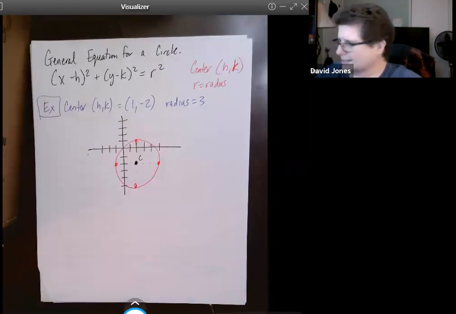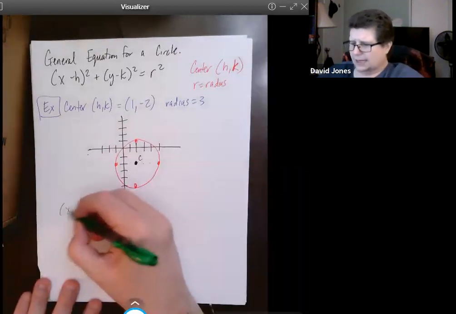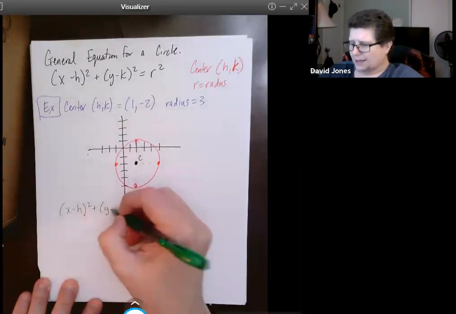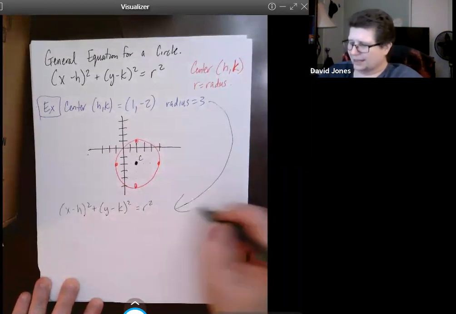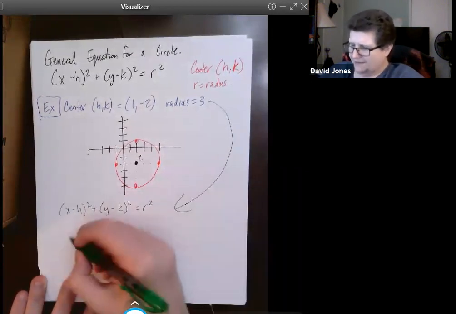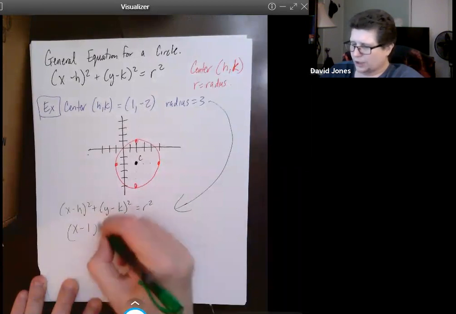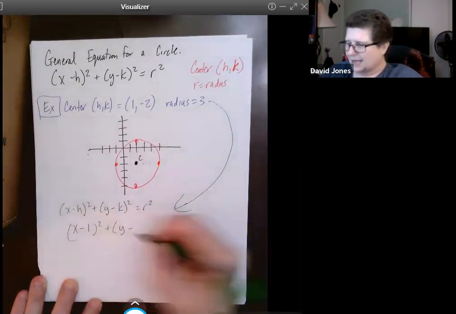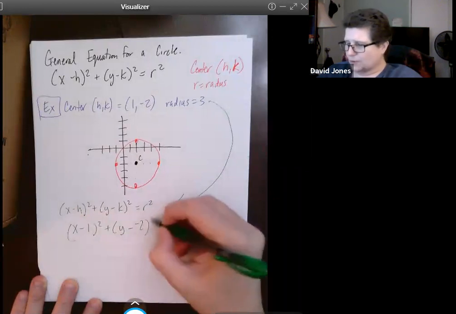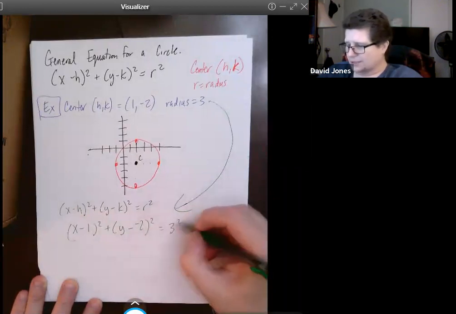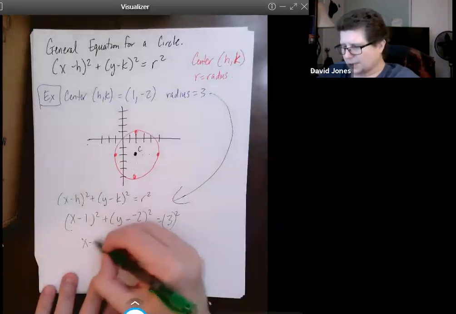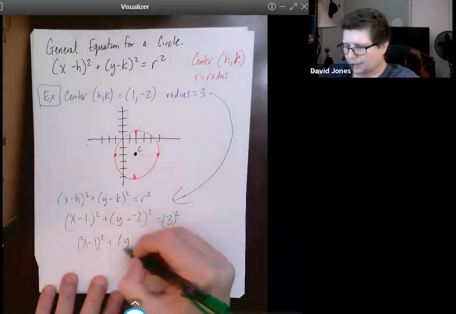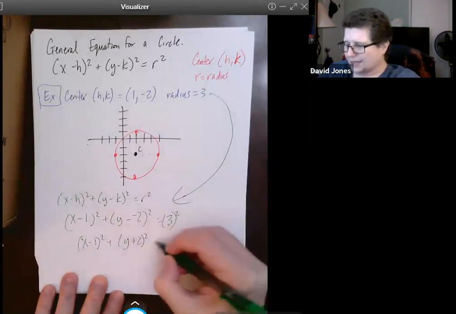Now, if I write this as an equation, x minus h squared plus y minus k squared equals r squared, and I plug those in, I have x minus 1 squared plus y minus negative 2 squared equals 3 squared. This is x minus 1 squared plus y plus 2 squared equals 9.